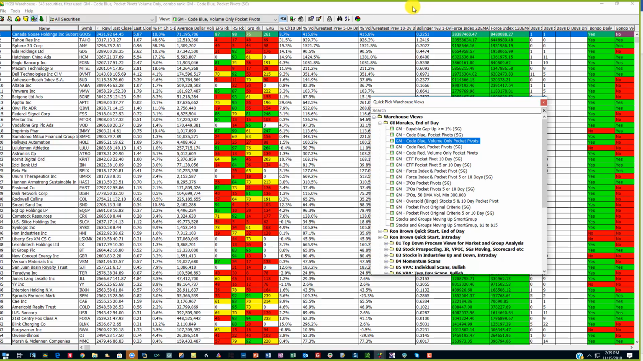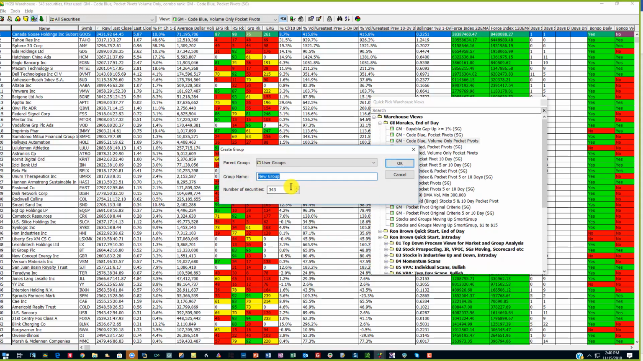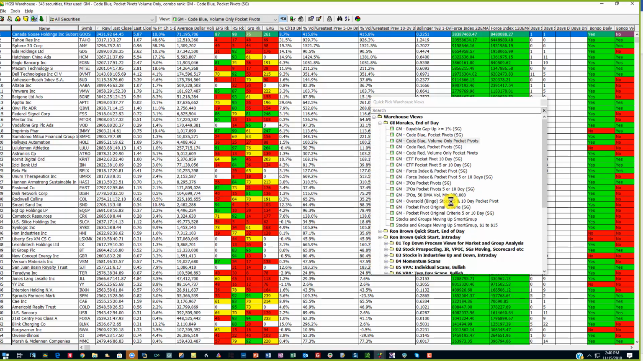Since that is part of that view that I'm using for VPA, I thought this would be another nice group that you could check out. You can see that as of yesterday, there are 343 stocks that are showing either a 5 or 10-day pocket pivot. So if you hit your alternate G key, volume only, I'll put pocket pivots in front here. So I'm going to have a group of 343 stocks that had a pocket pivot yesterday.